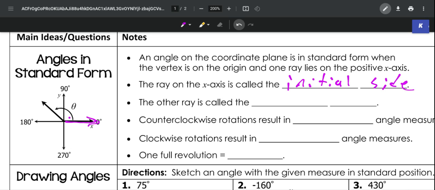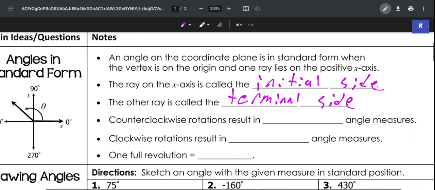So that's going to be your x-axis always, pretty much, with how we're going to set these up. So this line here, this ray, is going to be our initial side. The other ray, like I said, the one that's actually doing some of the movement here, is the terminal side. So we have an initial side and a terminal side. The initial side is going to be on the positive x-axis, and the terminal side is just going to be the one that opens up.